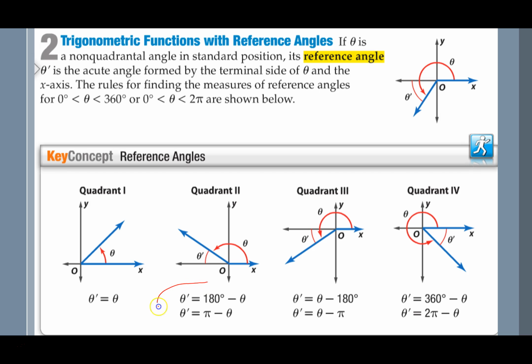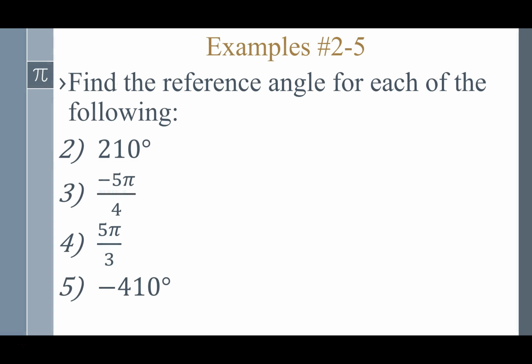Now this down here is how we identify and find our reference angles. It's all based on which quadrant we're in, and then we're either doing 180 minus theta or pi minus theta if we're in quadrant 2. Again, remembering pi is in radians. Quadrant 3 would be theta minus 180 or theta minus pi, and quadrant 4 is 360 minus theta or 2 pi minus theta. And again, that relates the original angle back to its reference angle, pretty much its equivalent in quadrant 1.